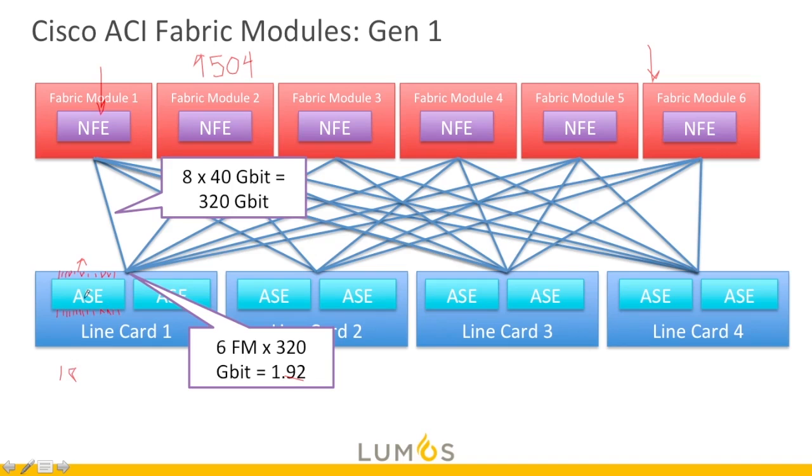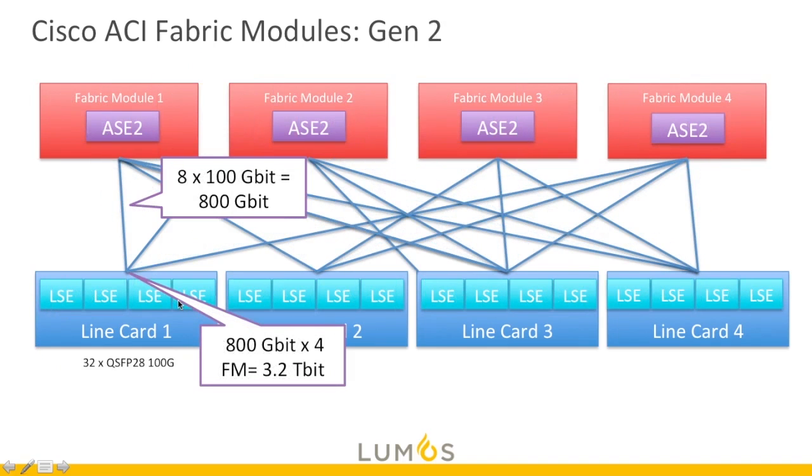So each ASE is responsible for half of the line card ports. So we have 18 40 gig ports, and we have 18 40 gig ports, which gives us a grand total of 36 40 gig ports to provide connectivity to our leaves. And then each first generation line card, which is the X9736 line card, can only run in ACI mode. So that's how that bandwidth is provided.